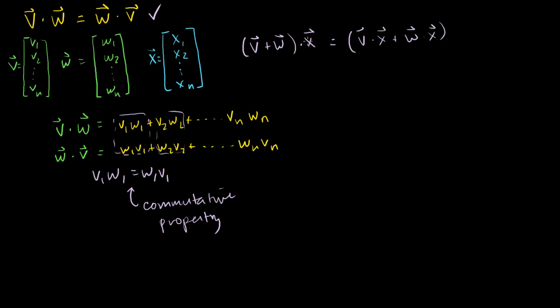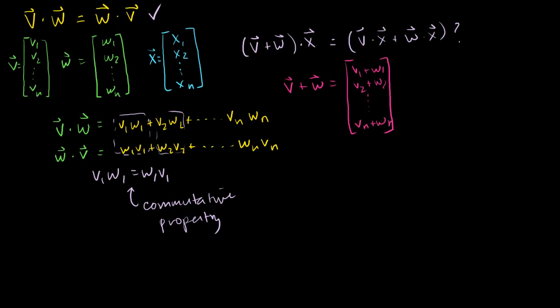Right? If these were just numbers, and this was just regular multiplication, you would multiply it by either of the terms. And that's what I'm showing here. So let's see if this is true for the dot product. So what is v plus w? v plus w is equal to, we just add up each of their corresponding terms: v1 plus w1, v2 plus w2, all the way down to vn plus wn.